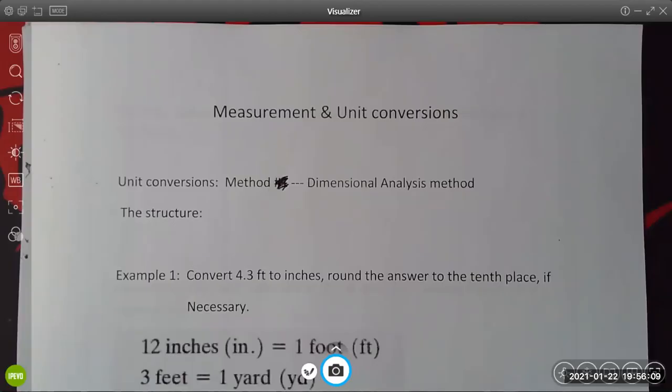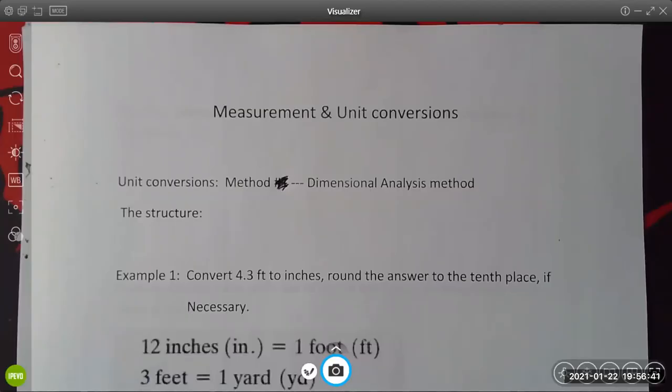Okay, to do any unit conversion, you just need to know two things. One is the unit conversion method. The other one is the conversion factor, the relation between two units that you want to do conversion with. For example, if you want to convert from foot to inch, you have to know 1 foot equals 12 inches, right? These unit conversion factors can be found on the internet very easily. So that's not a problem.